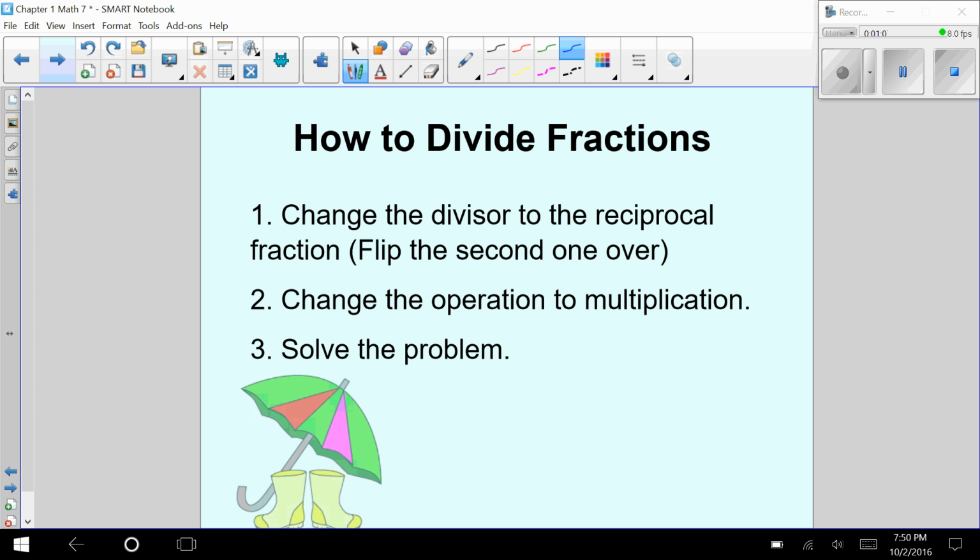So our steps to divide fractions. Step 1, change the divisor to the reciprocal of the fraction. In simple terms, flip the second one over. Step 2, change the operation to multiplication. Step 3, solve the problem. We're going to flip over the second number, multiply instead of divide, and then just multiply straight across.